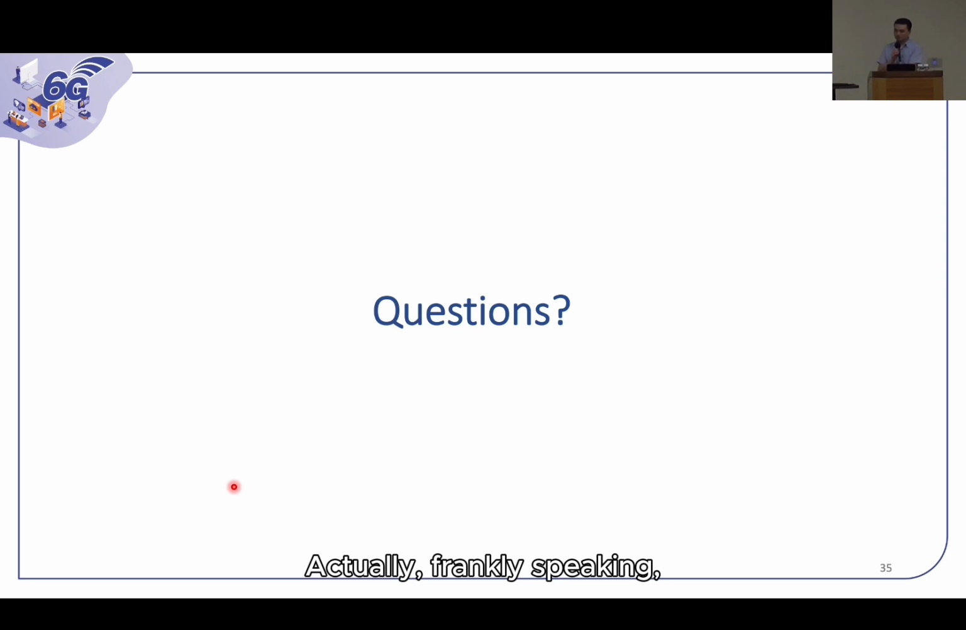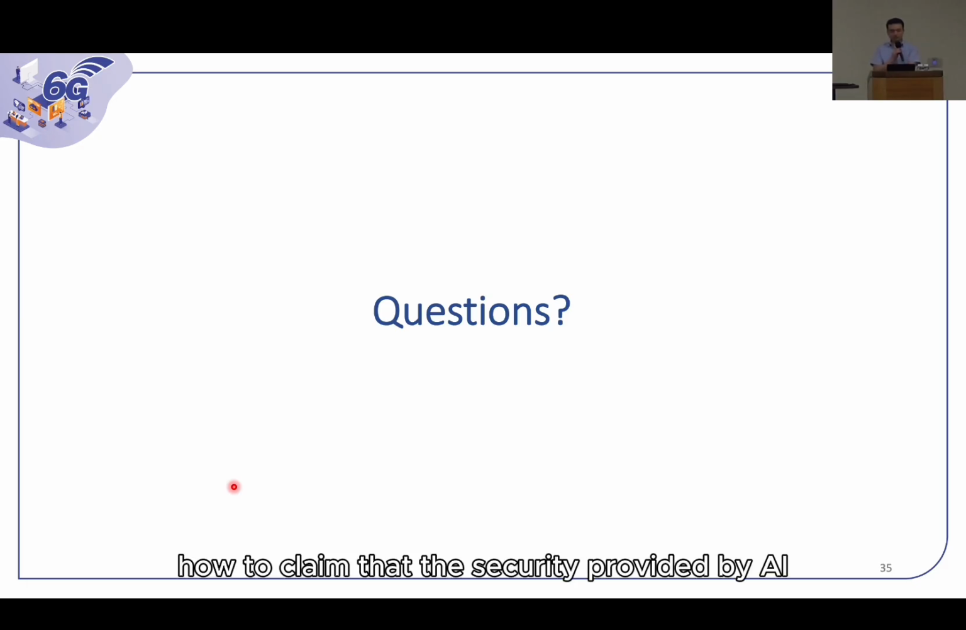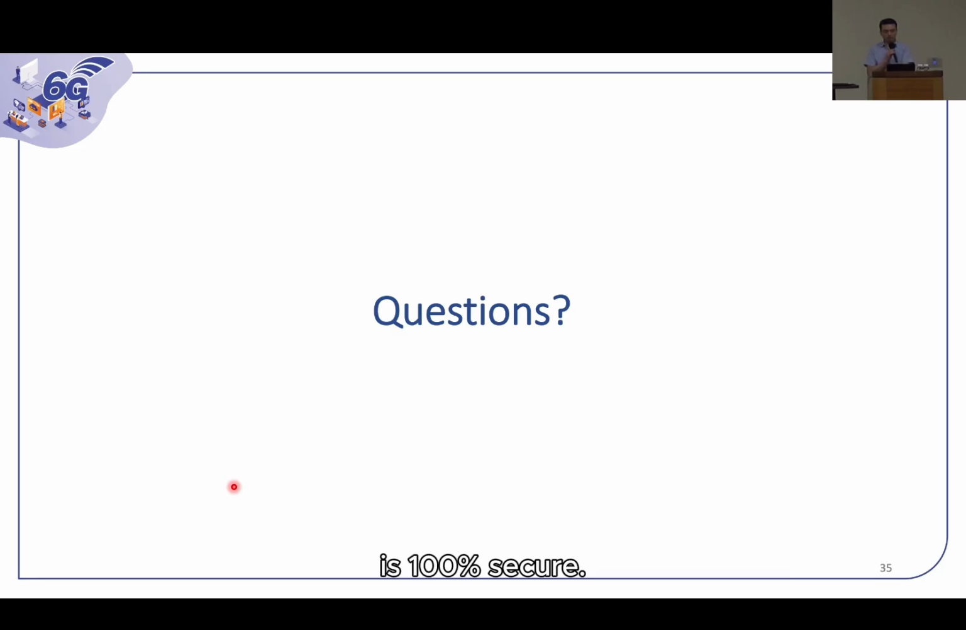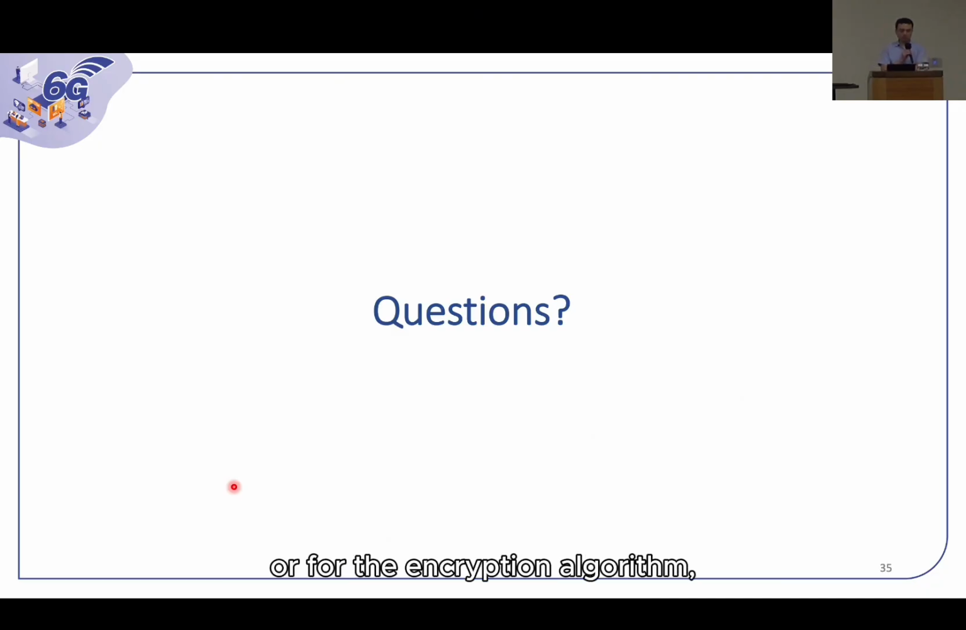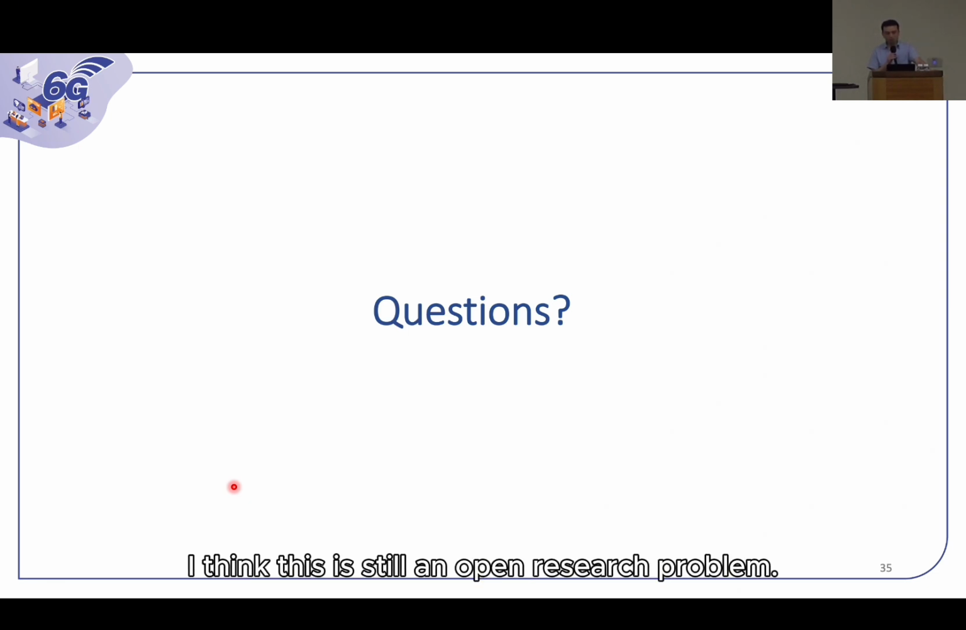Frankly speaking, I do not know how to claim that the security provided by AI is 100% secure. Currently, to claim that a protocol is secure, we do security analysis, or for an encryption algorithm, we can use math to prove it. But how to check that a protocol driven by AI is secure is still an open research problem. So currently I do not have answers about this.